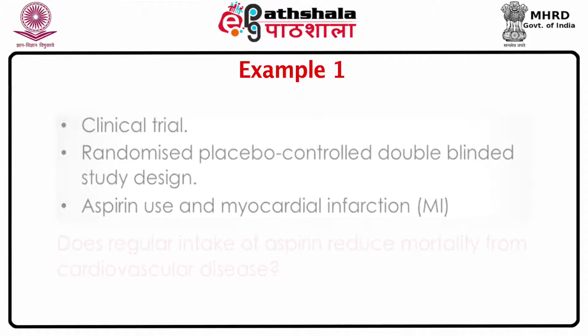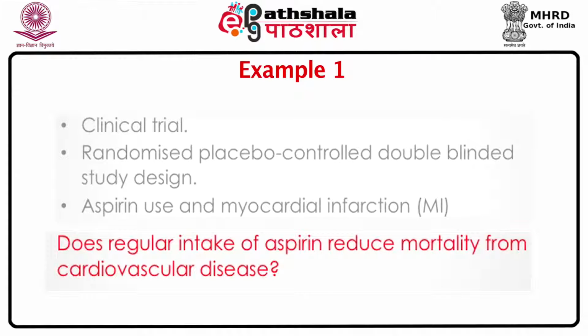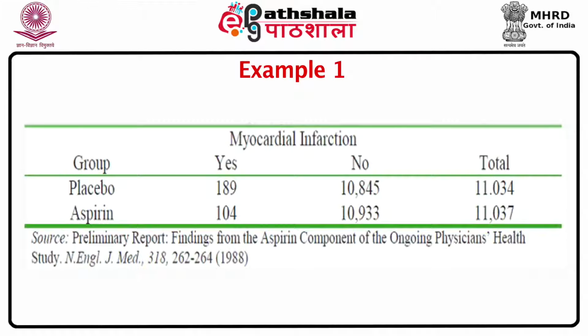So my question of interest is, of course, does regular intake of aspirin reduce mortality from cardiovascular disease? So here is the data. This is data which you might be familiar with from your undergraduate classes. It is the usual 2x2 table where along the rows we have looked at whether or not someone has been given placebo or aspirin, and along the columns we have looked at whether or not they suffer from myocardial infarction. So for example, 189 people on placebo experienced myocardial infarction.